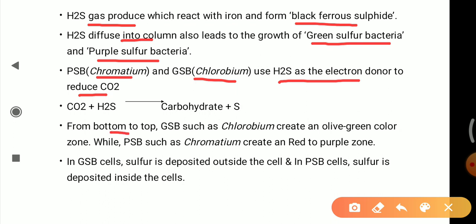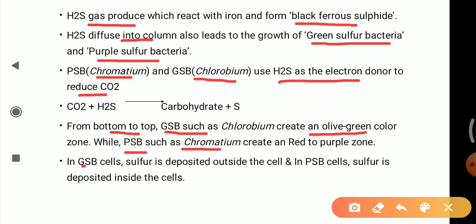From bottom to top, green sulfur bacteria such as Chlorobium create an olive green color zone, while PSB, that is purple sulfur bacteria such as Chromatium, create a red to purple zone. After some time, after a week or a month, these zones form and we observe color changes: an olive green zone for the green sulfur bacteria and a red to purple zone for the purple sulfur bacteria.